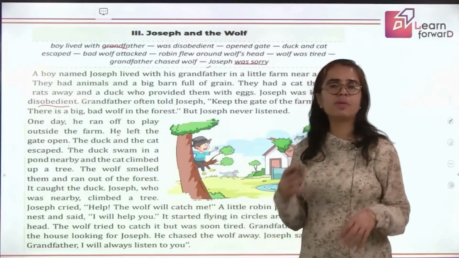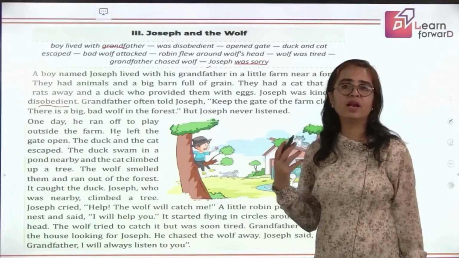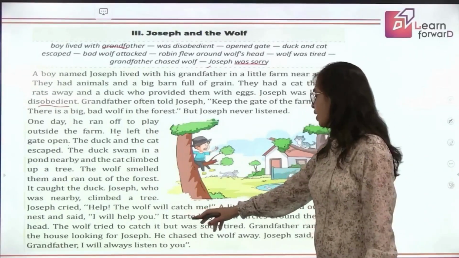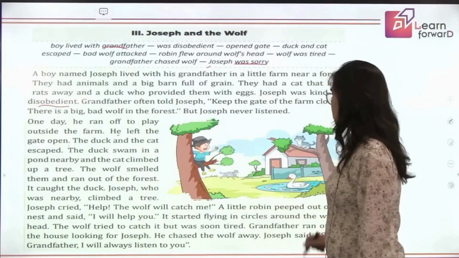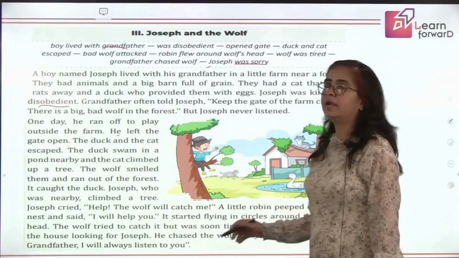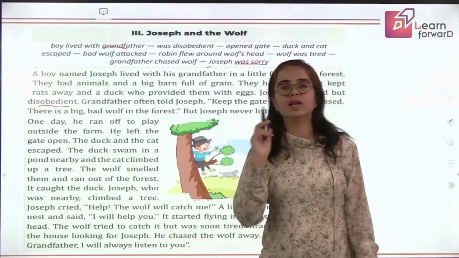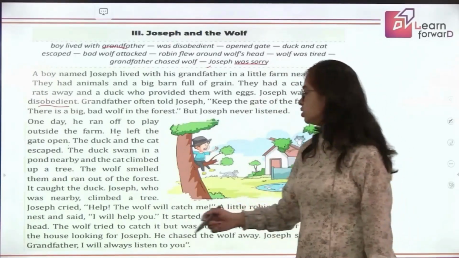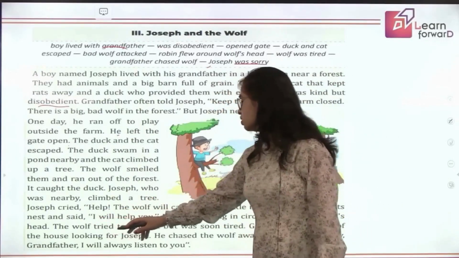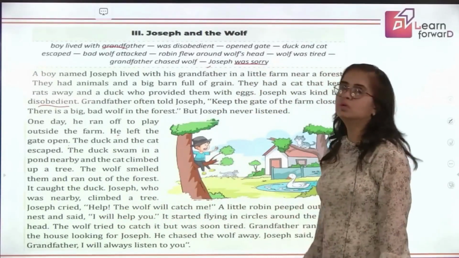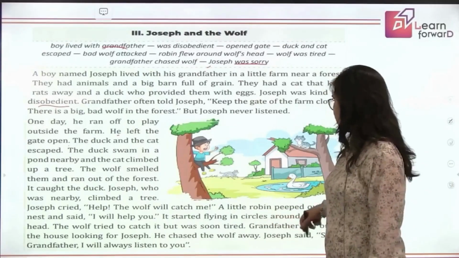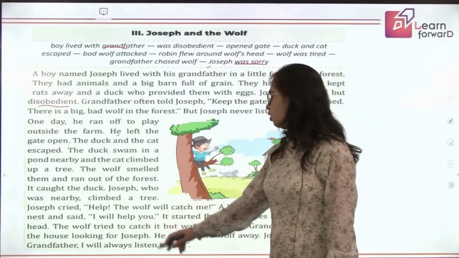So can you just imagine how the bird would have helped? That little bird just started flying around. It started flying in circles around the wolf's head. So if you just keep moving like this for a while, what happens? You suddenly fall down. You get unconscious. Same happened. The wolf tried to catch it, but was soon tired. It got tired of just moving round and round, and grandfather ran out of the house looking for Joseph.